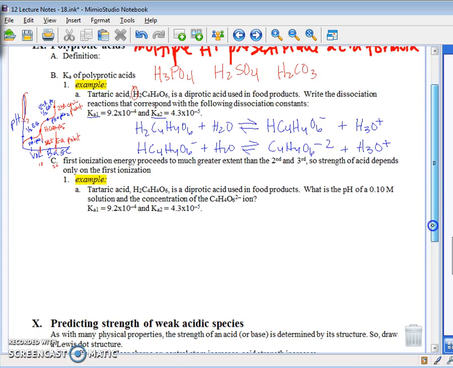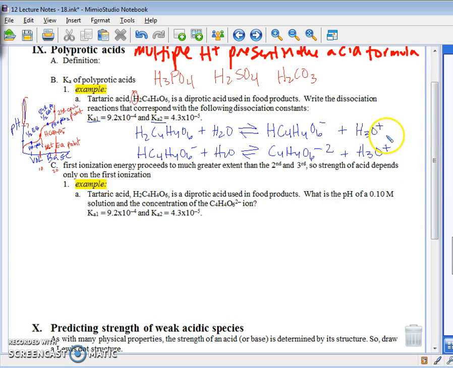I'm telling you right now, if the first one is weak, the second one's not going to be strong. It's going to be weaker. That's right. So we'll rarely, if ever, I'm going to say never, but I want to catch myself. I've never seen an acid where the second Ka is bigger than the first. Okay? It's always small.